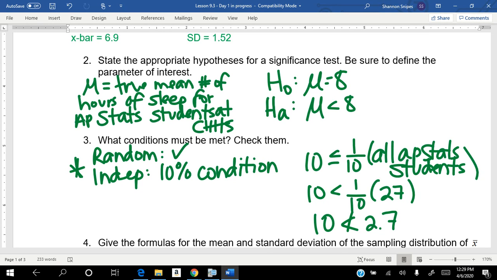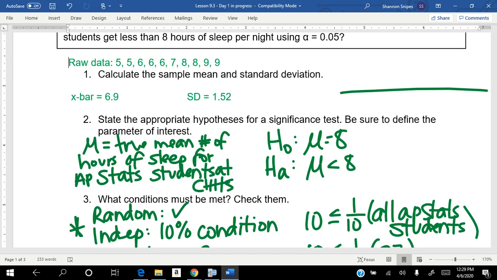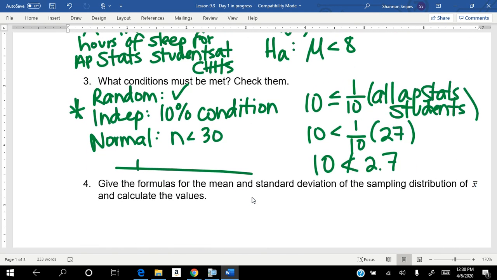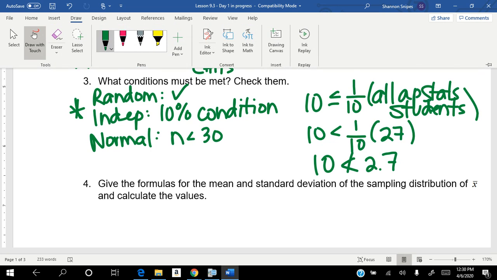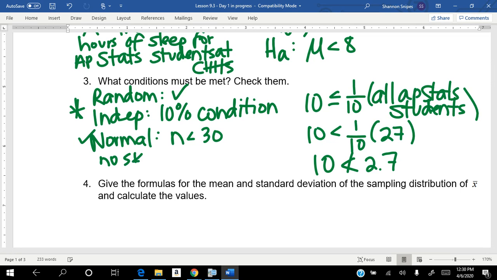All right, the normal condition. When we are using means, remember we want to look at our sample size. Well, 10 is less than 30. So for your normal condition, we need to look at the graph of the data. I'm going to put it right up here. 5 had 1, 2 dots. 6 had 1, 2, 3. 7 had 1. 8 had 2. And 9 had 2. So I don't see any severe skewness, no outliers. Since the graph of the data did not have any skewness or any outliers, we can say the normal condition is met. So no skewness or outliers.